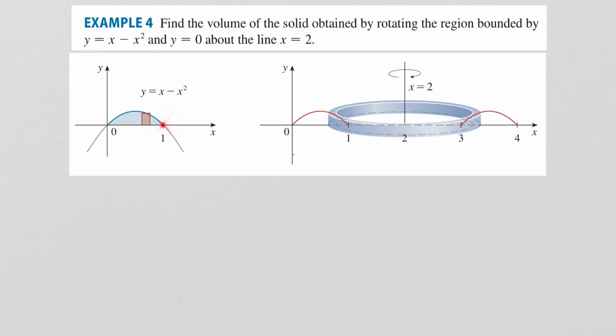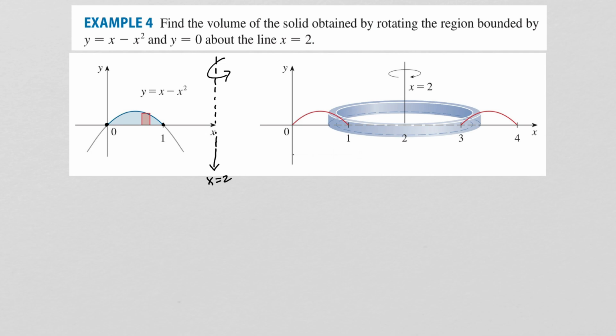Now we can see that it intersects at 1, but if you were trying to figure that out, you would simply set x minus x squared equal to 0, and then solving for x, you would find that x is equal to 0 or 1, and that's how we know it crosses the x-axis at those two numbers. But from there, we are going to rotate it around x equals 2. X equals 2 is over here. This is the axis of rotation.